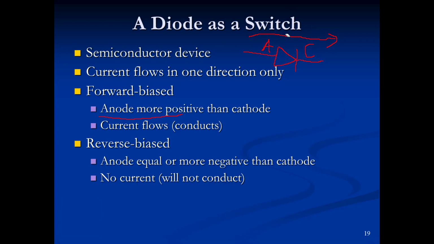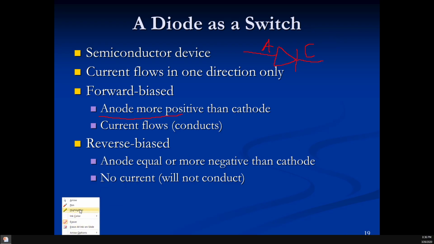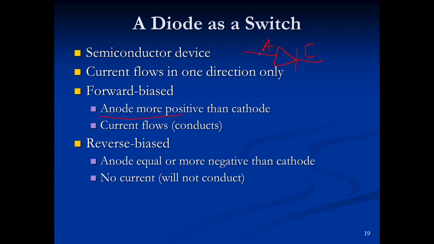But if the anode is more positive than the cathode, as in if the voltage on the anode is greater than the voltage on the cathode, current's going to flow from the anode to the cathode. It's going to conduct. That is called forward bias.